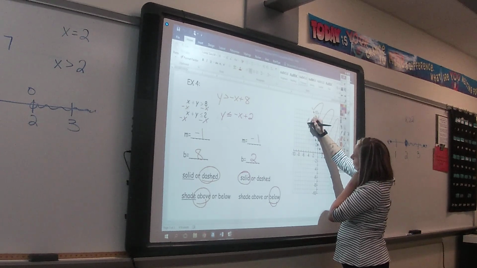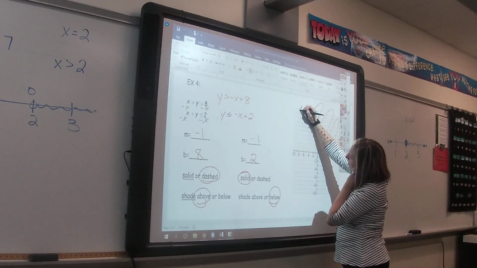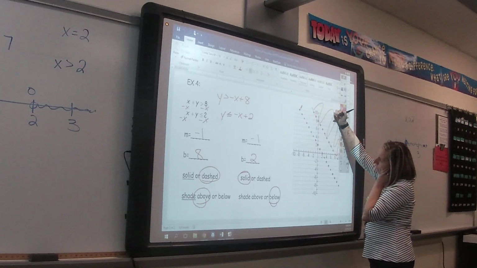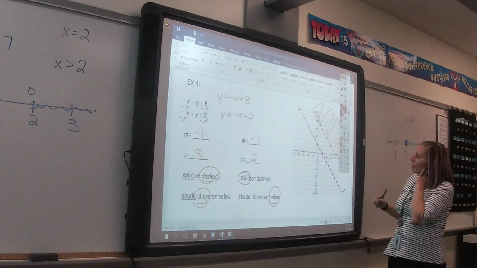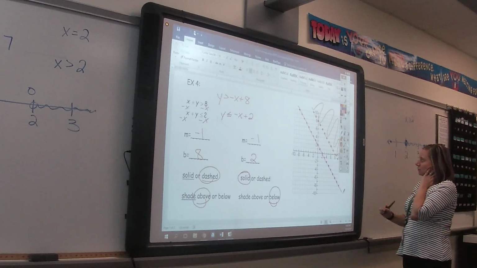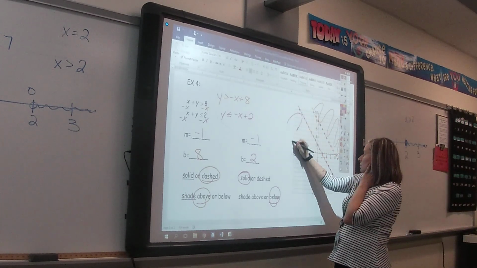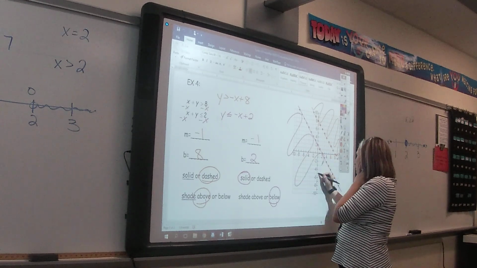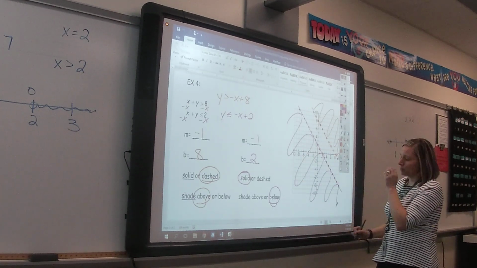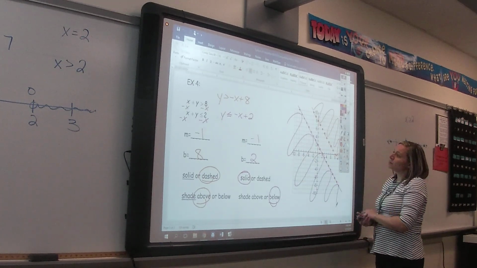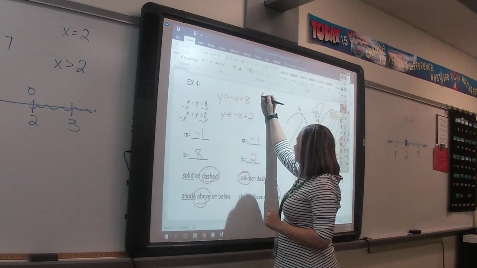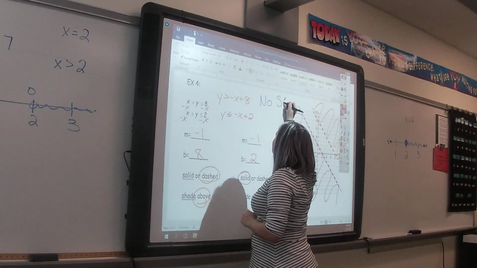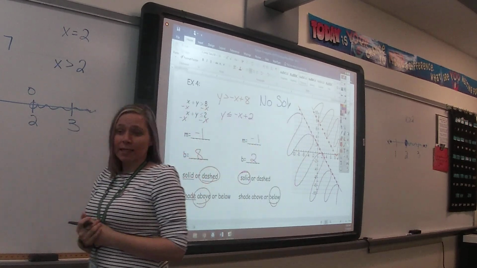These are parallel. Why are they parallel? What makes them parallel? They have the same slope. Parallel lines always have the same slope. You have to solve for y on this one too. There will be no solution. Why, Gabe? Because there's no intercept in any way. There's no place we ever see any overlapping.